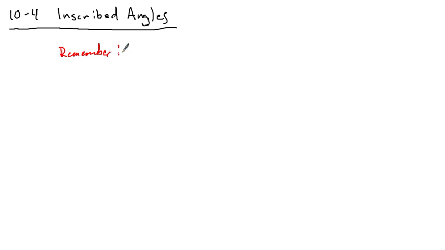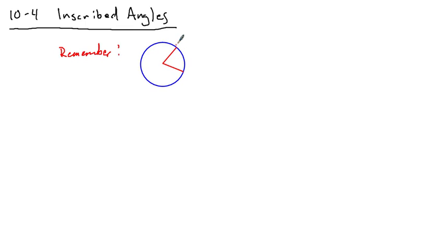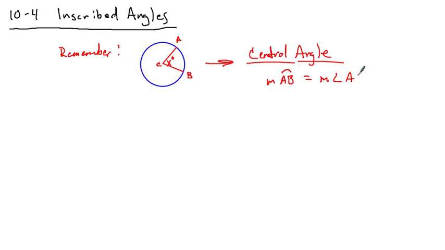So remember, if you see a picture like this, where we have A, C, B, and we know that this is x degrees. So remember, the central angle, right? We've learned about central angles. Remember that the measure of arc AB is equal to the measure of angle ACB. Right? That's something that we already know.